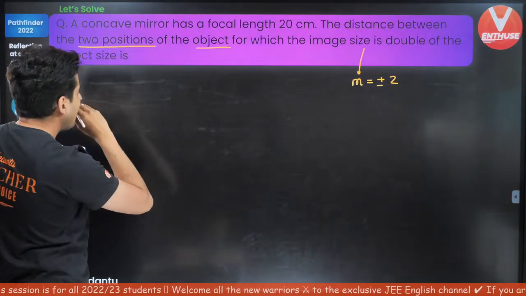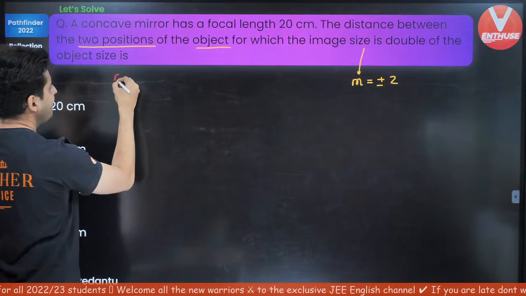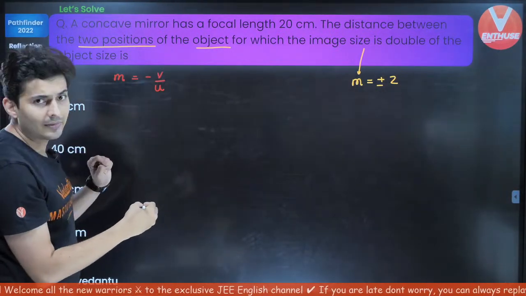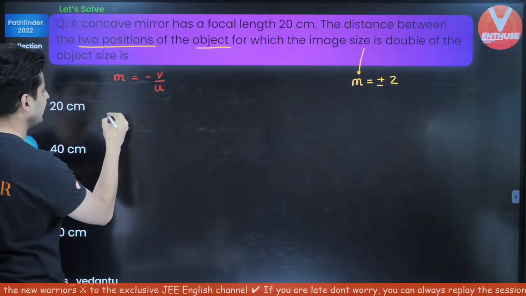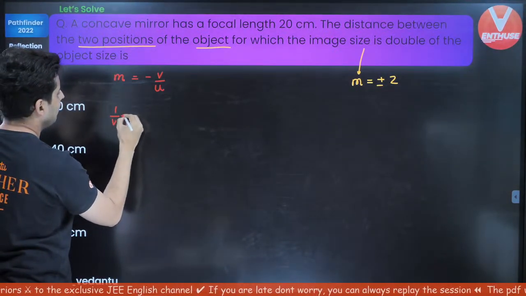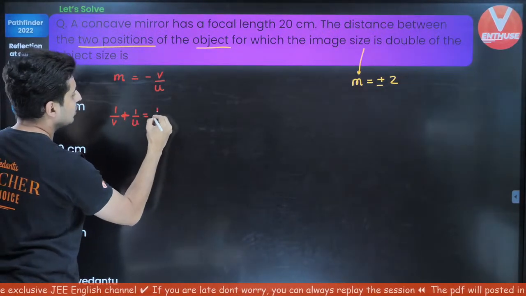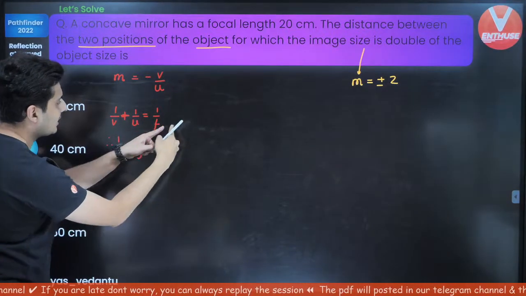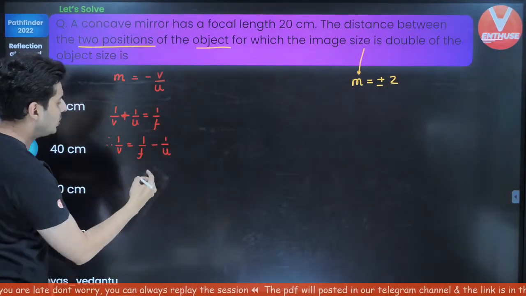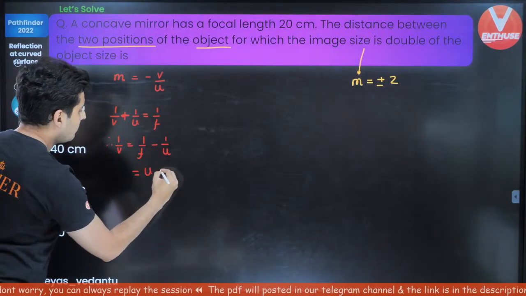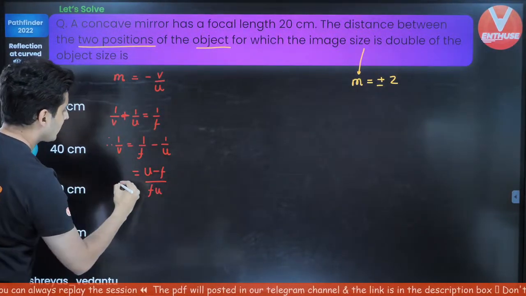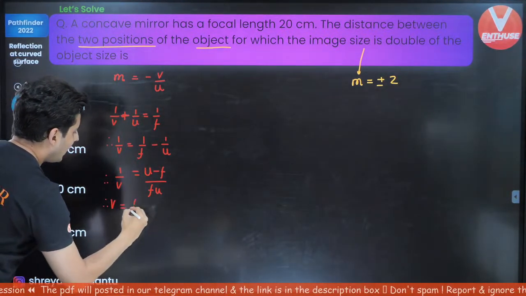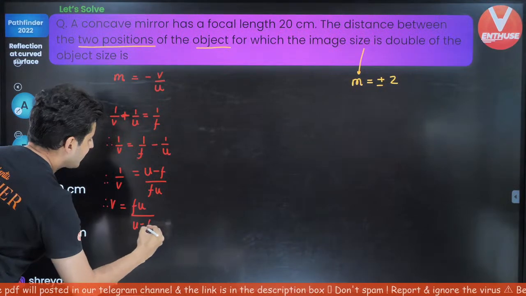Observe this. I know that magnification is -v/u. So somehow let's find v and see what we get. 1/v + 1/u = 1/f. Therefore 1/v = 1/f - 1/u. Take this term over there, so it will be -1/u. Now take the LCM. It will become (u - f)/fu. So that will be 1/v, and therefore v = fu/(u - f).